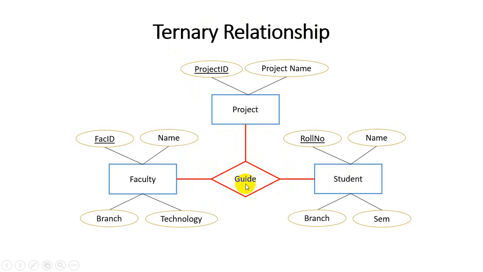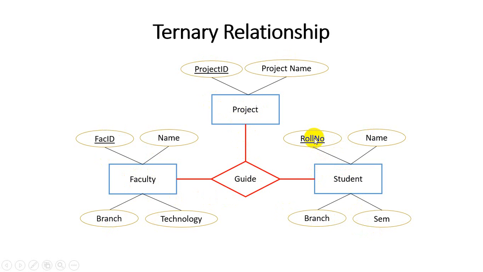How will the relationship be justified? Whenever a student wants to do a particular project, they need one of the faculty to work as the project guide. So what are the different attributes of faculty? Faculty ID, name, branch and technology. What are the different attributes of project? Project ID and project name. And what are the different attributes of student? Roll number, name, branch, and semester.